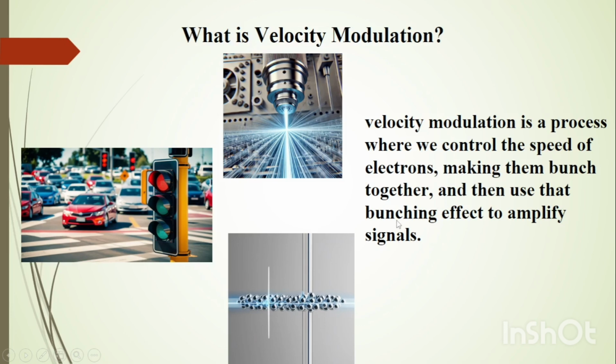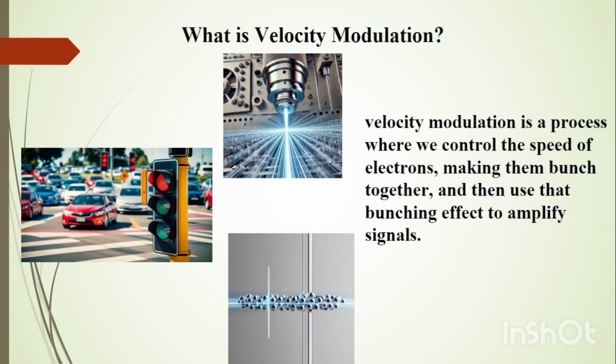Now, the question comes, what is velocity modulation? Let's take an example. Just imagine you are driving a car on a highway. At first, everyone is driving at the same speed, like an unmodulated electron beam. This is an unmodulated electron beam. But then a traffic signal turns green, yellow, or red ahead, and some cars speed up, some slow down. This creates groups or bunches of cars, just like electron bunching in velocity modulation.